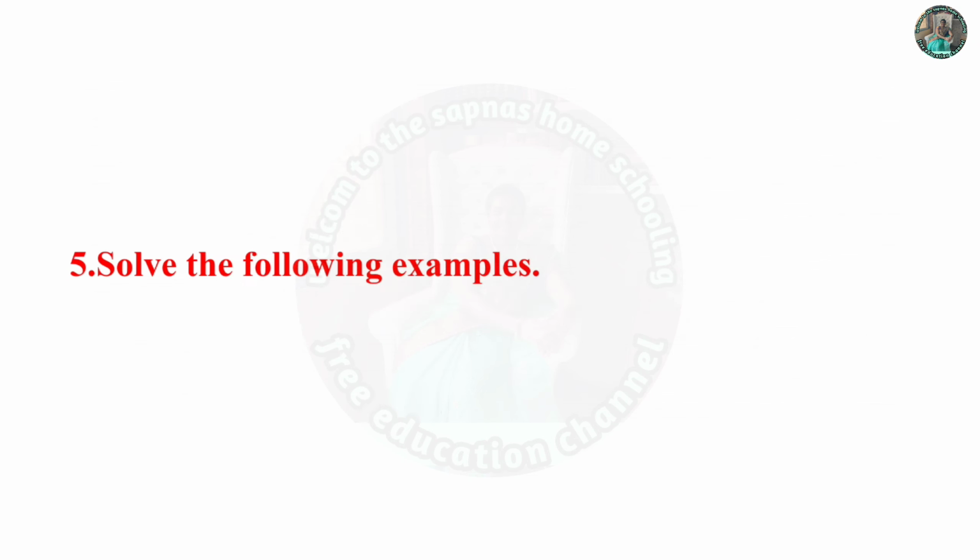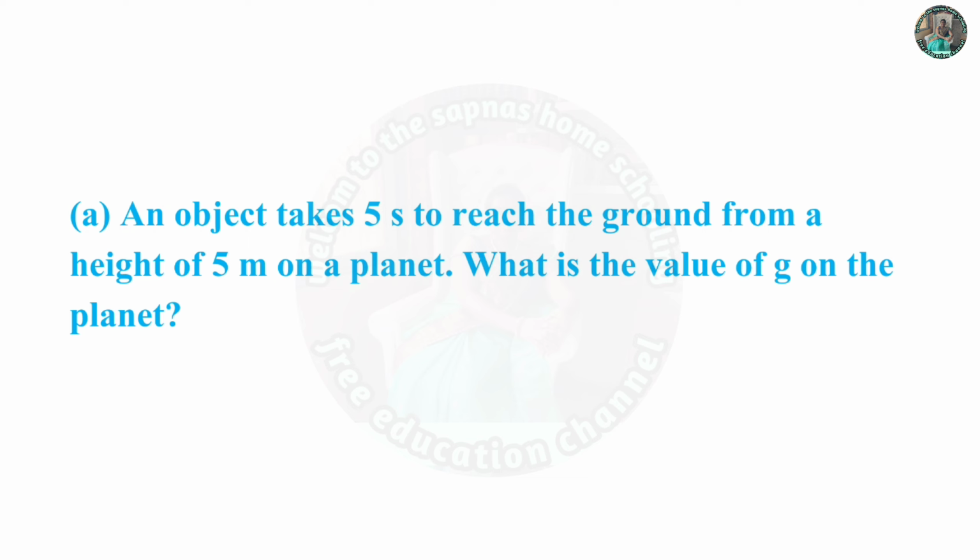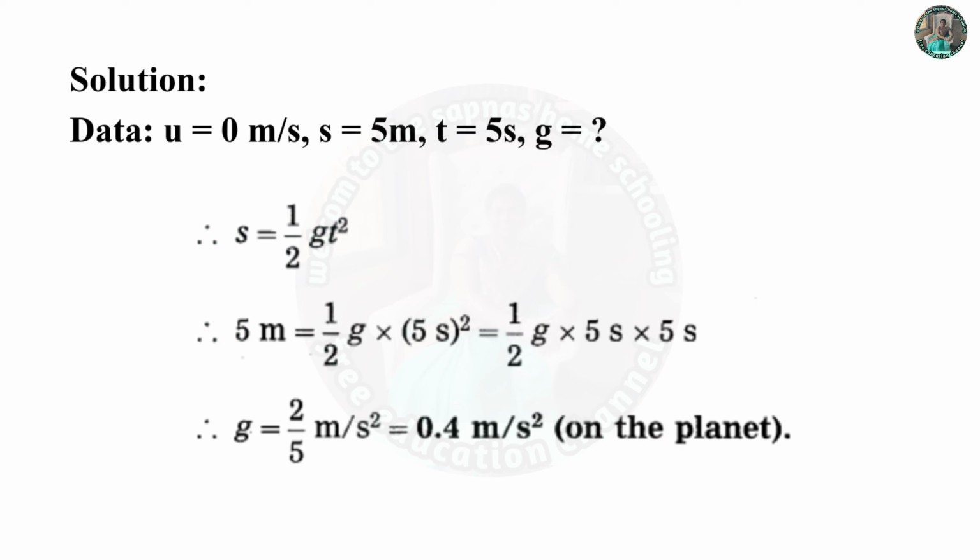Fifth question, solve the following examples. A. An object takes 5 seconds to reach the ground from a height of 5 meter on a planet. What is the value of g on the planet? Solution. Data. u is equal to 0 m/s and s is equal to 5 meter, t is equal to 5 seconds, g is equal to what? So look, answer is, that's why s is equal to 1/2 gt square. That's why 5 m is equal to half g into 5 second square, is equal to half g into 5 s into 5 s. That's why g is equal to 2 upon 5 m/s square, is equal to 0.4 m/s square on the planet.